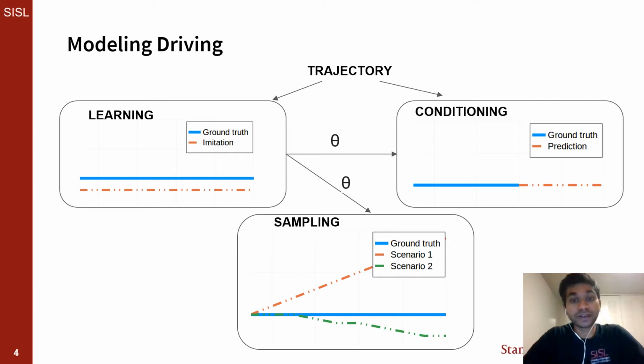Once we've learned this model, we can do two interesting things using it. Firstly, we can do conditioning, meaning that given the trajectory and the learned model, we can observe the demonstration for a while and then predict what might happen next. We can also do sampling, which means that given the demonstration and using this learned model, we can sample completely novel scenarios. And this is very exciting from the perspective of testing and validation of vehicles, because this allows us to generate traffic simulation platforms to test out autonomous driving algorithms.